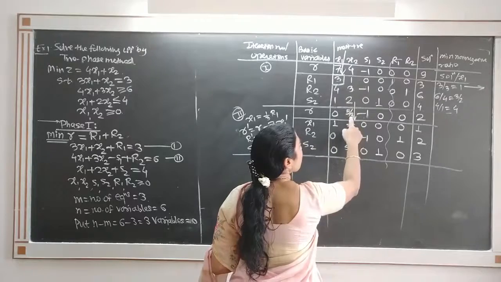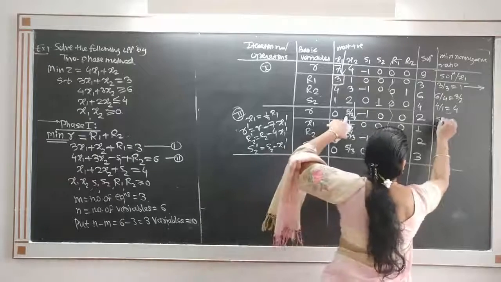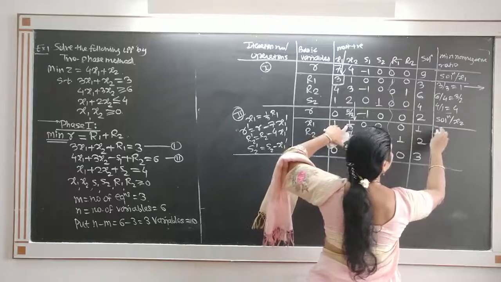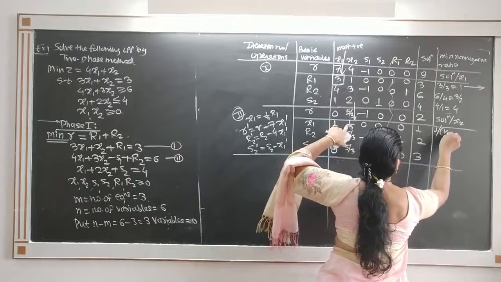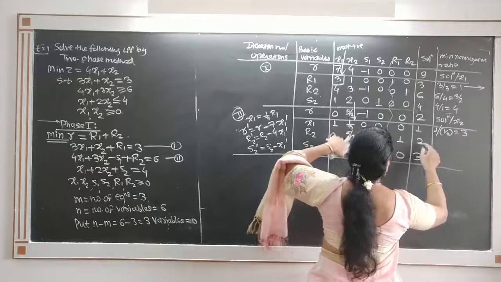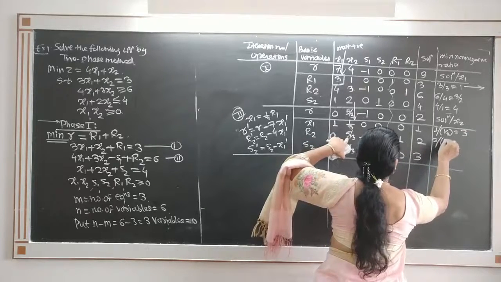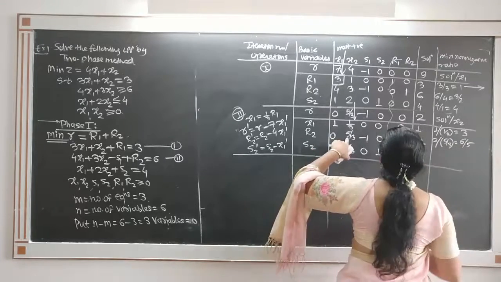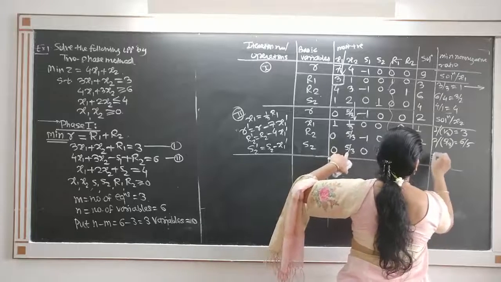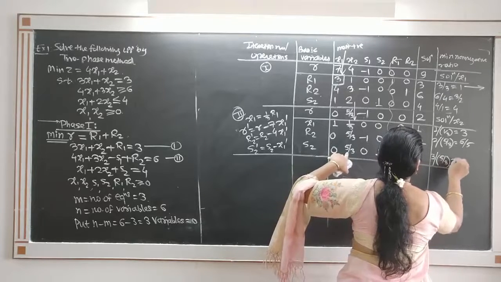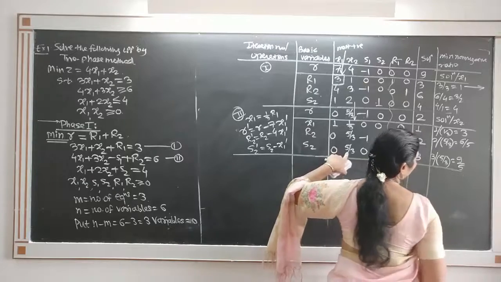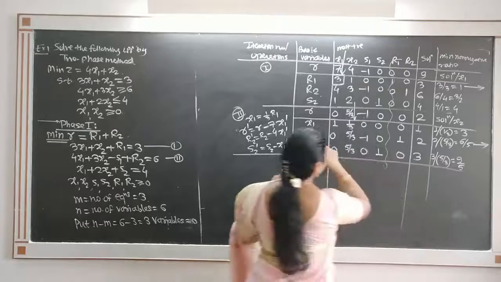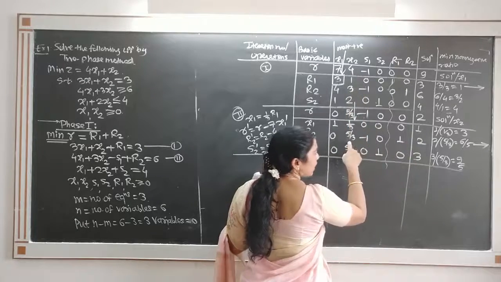Now the most positive element is 5 by 3. So now the x2 column is the pivot column. Divide the solution by the pivot column, that is the x2 column. 1 divided by 1 by 3 gives 3. 2 divided by 5 by 3 gives 6 by 5. And 3 divided by 5 by 3 gives 9 by 5. 6 by 5 is minimum and therefore R2 leaves and X2 enters.